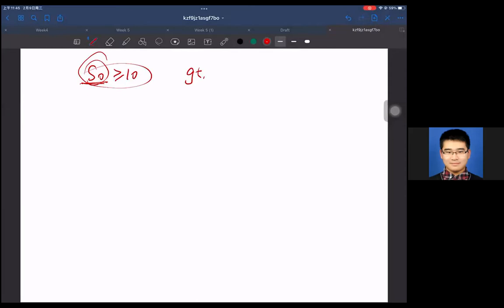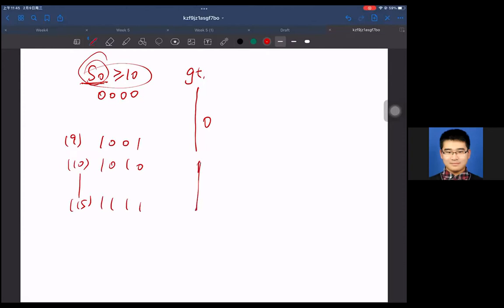We just have a truth table, where GT will be 0 starting from 0, 0, 0, 0 to 1, 0, 0, 1, which is 9. And for 10 to 15, which is 1, 0, 1, 0 to 1, 1, 1, 1, the output will be 1. So we can get a 16-row truth table of this.